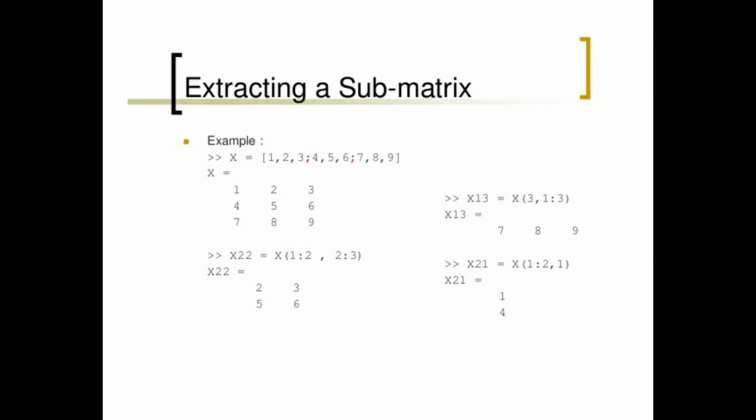Submatrix. If you want to take a sub part of the matrix, you create a submatrix. For example, the submatrix is A of 2 colon 3 comma 2 colon 4. If you enter it, then it will display all the rows from 2 to 3, the second to third row, with the elements of those, and 2 to 4 in the columns means the second column to the fourth column. So it will display the elements from the second to fourth column and rows from second to third.